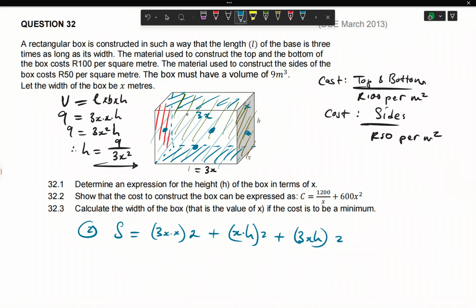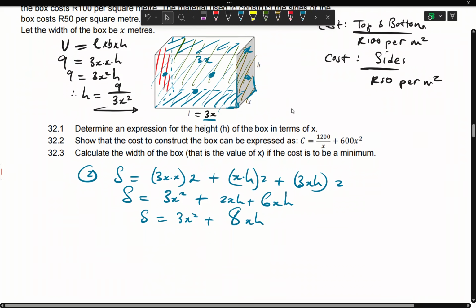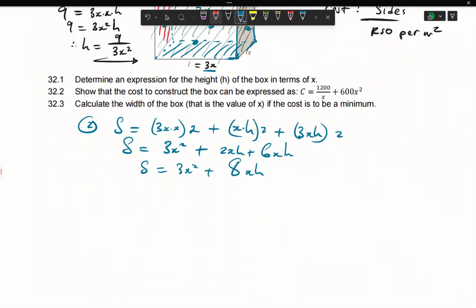The surface area of the top is 3x times x. Then this part, you take this and the height. And this part, you take this and the height. There are 2 of those. And then this part, you take this and the height. So it is correct. Now you have 3x squared plus 2x h plus 6x h there. When you sum the like terms, you have the surface area to be 3x squared plus 8x h.